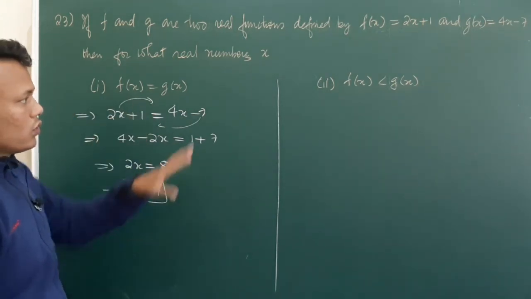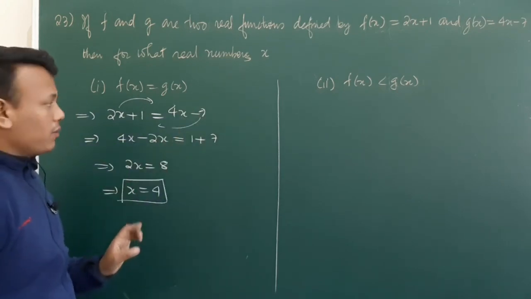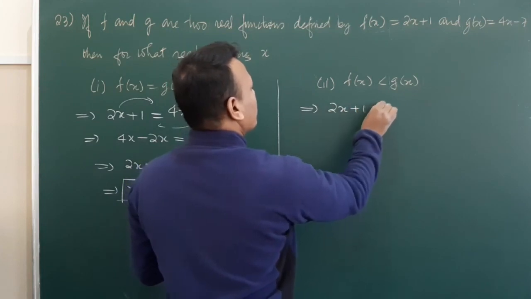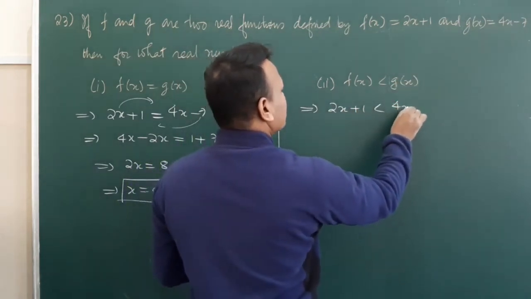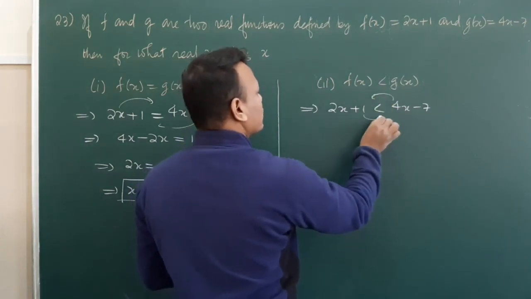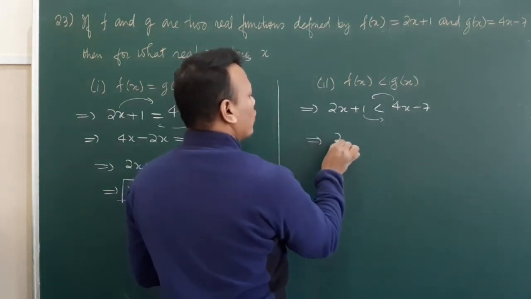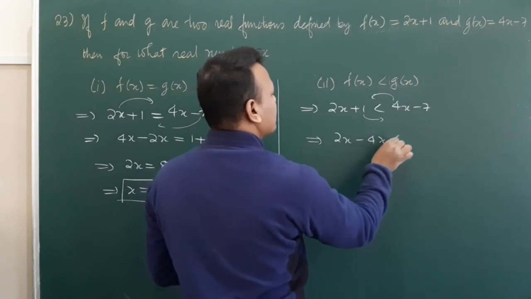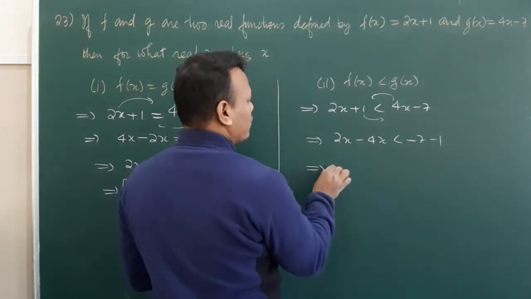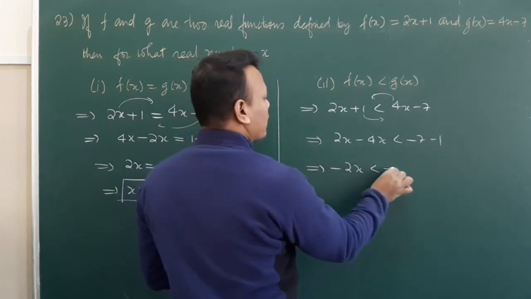So let's go to this. Now this is also going to be the same here. So we have f(x) is 2x plus 1 less than 4x minus 7. We can do the same. Get this out here, take this over there. So you have 2x minus 4x is less than minus 7 minus 1. Alright. So we have this minus 2x is less than minus 8.